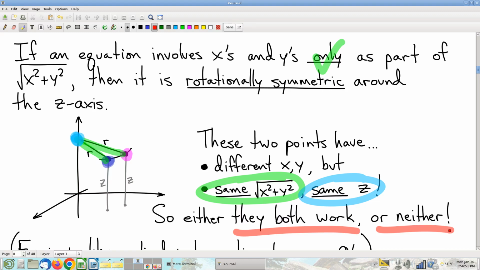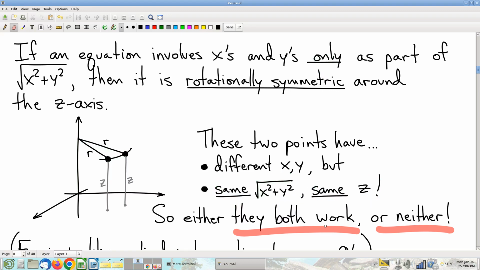And another way to think about this is that this surface must be rotationally symmetric around the z-axis. Questions? All right, now here's a different point of view. Same result, different point of view.